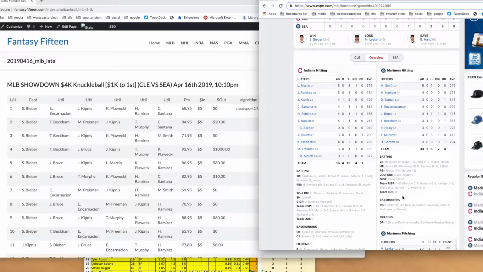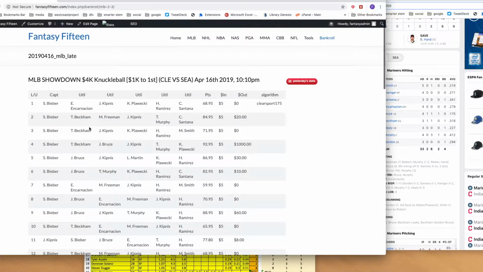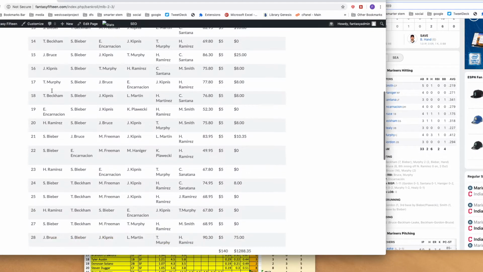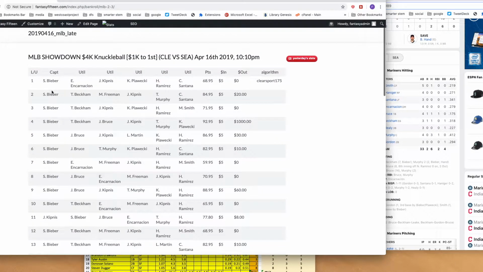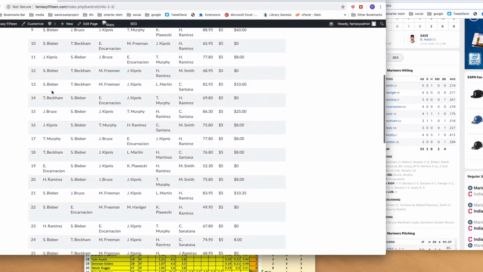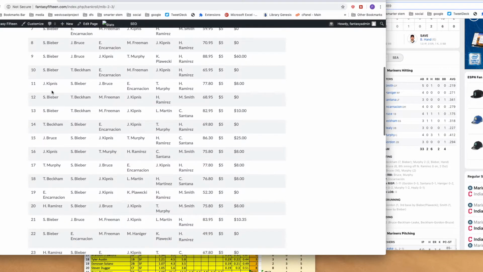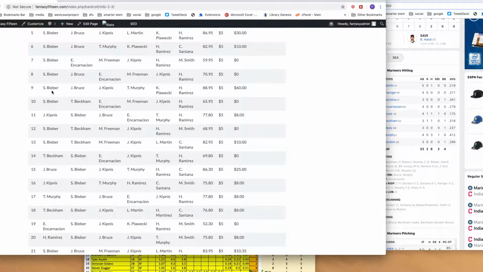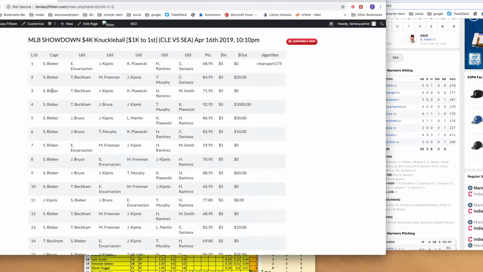The computer told us almost exclusively to hammer Bieber. If you look at him, of the 24 lineups, he's the captain 18 times. If I had built this lineup by hand myself without using computer input, I might have hedged people all over the place. I might have put Leake in the captain position half the time. But Bieber is all over the captain position, 18 of 24 times.